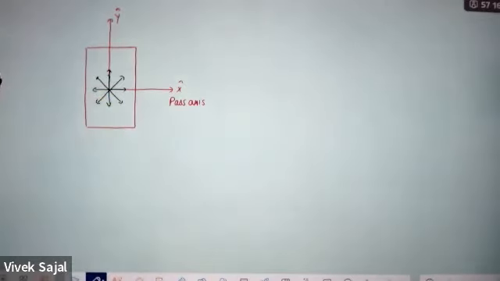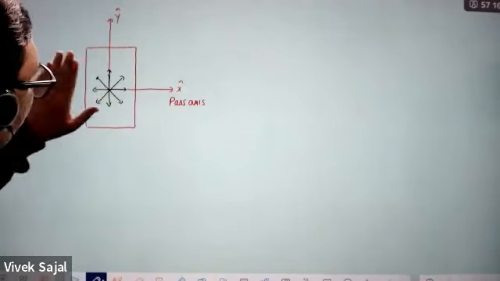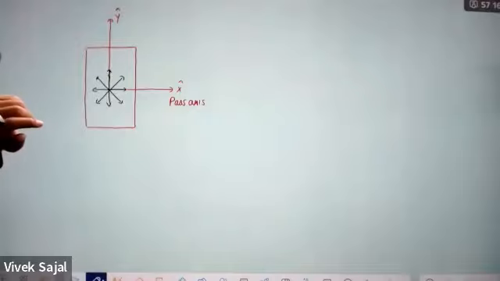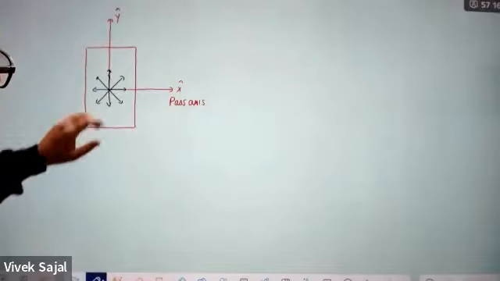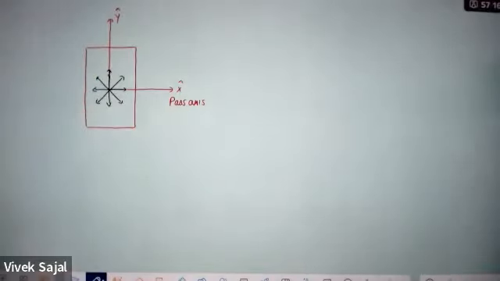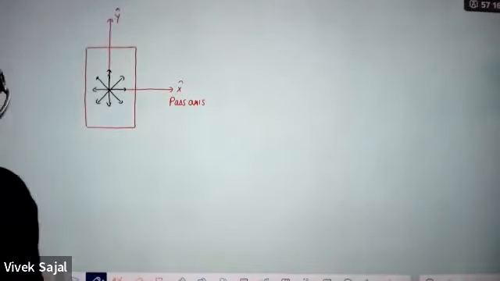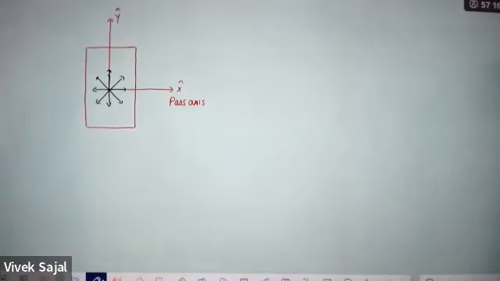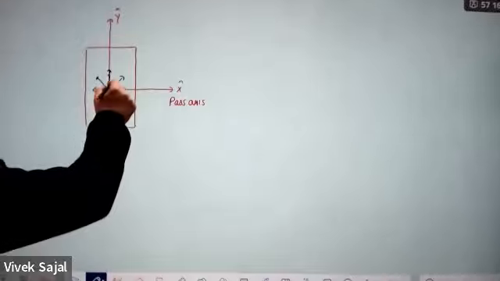So what is happening here? Here light is propagating in the z direction, and this type of unpolarized light is incident. What is going to happen? What will happen here? Beta, basically you can choose any of the components.